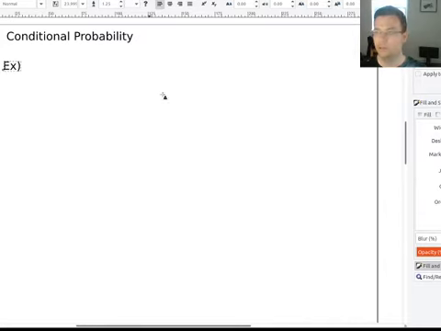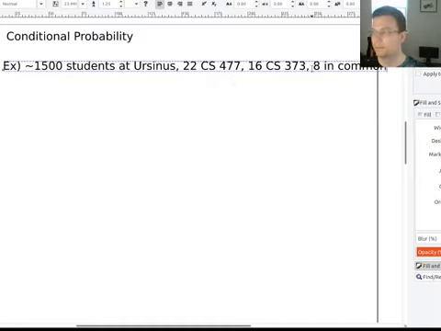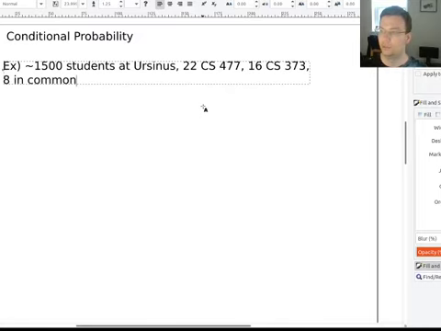Let's go back to the scenario we were thinking about with CS373 and CS477, except now let's look at the event space being over all students that are seniors. Let's say there's about 1,500 students that are seniors. And as we talked about, there are 22 students in this class, and there are 16 students in my other class, and 8 in common between the two.